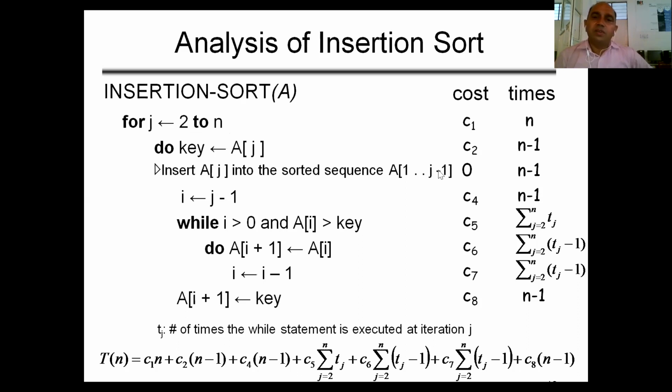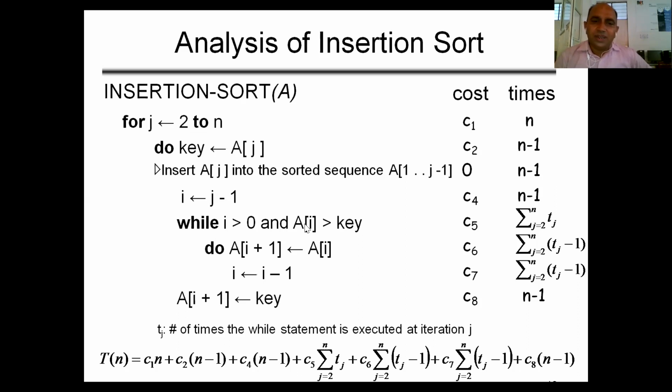Line number 3 will execute n minus 1 times, because it is under the body of the for loop, but its one time cost is 0. So ultimately the total cost of the comment line will be 0, because we are going to multiply 0 into n minus 1. The next line is also going to execute n minus 1 times, because it is under the body of the for loop.